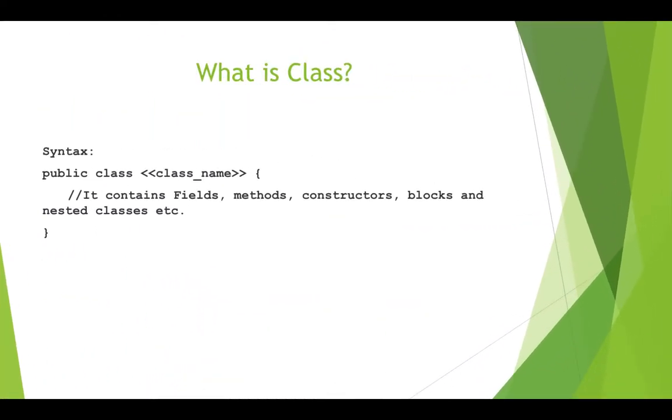What is a class? A class is a blueprint or a template. Using this class, we can create multiple objects, and it is not a physical thing.